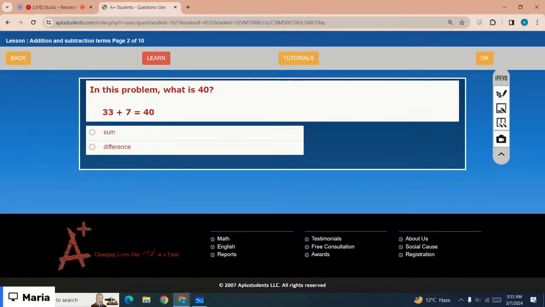The next one is 33 plus 7 equals 40. So which is the correct option? Yes, the correct option is 40 is the sum of 33 and 7.